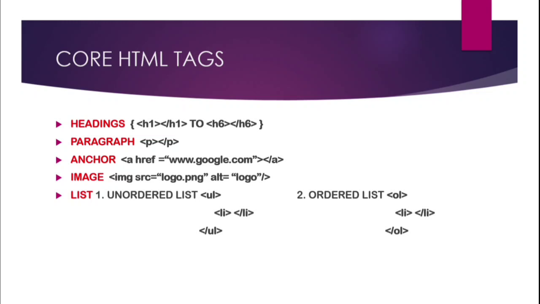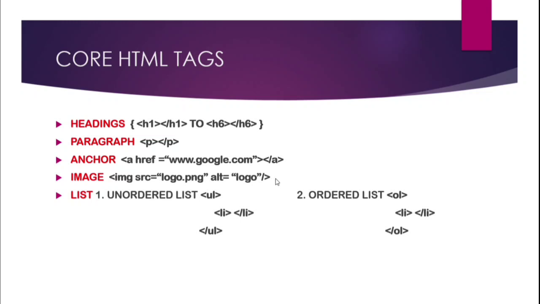Then we have the image tag, and you can see the image tag is a self-closing tag. You can see the remaining tags like the anchor tag, paragraph tag or heading tag have both starting and ending tags. But the image tag is a self-closing tag. We don't have an extra ending image tag here.